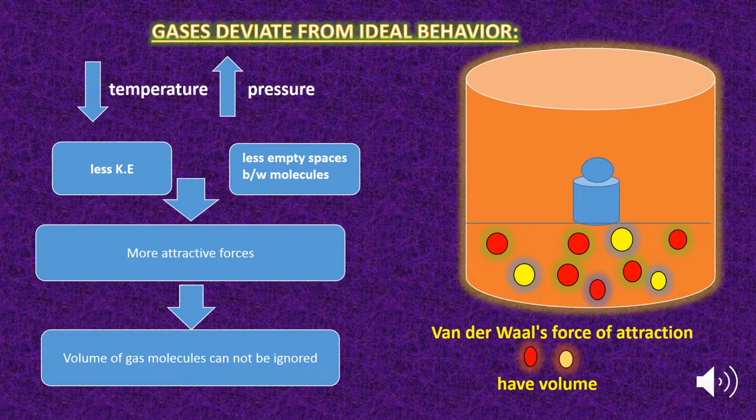Because at low temperature and high pressure, the average kinetic energy of the molecules is low. Empty spaces among the molecules are very small and the molecules come close to one another. As a result, the gas molecules possess weak attractive forces that are called van der Waals forces and have a volume that can't be ignored as compared to the total volume of the gas container. Thus, the deviation is more and the gases behave non-ideally at low temperature and high pressure.